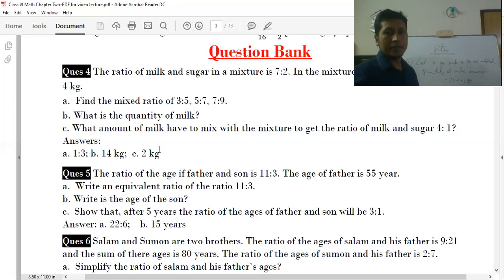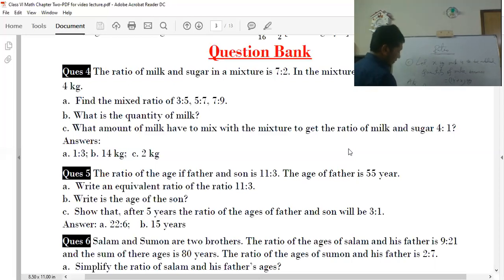And now the ratio will be 4:1, milk is to sugar, according to the question. Milk is to sugar, that is 14 plus x is to sugar. Sugar, how many kg? 4 kg. Sugar will not change, it is 4 kg. So 14 plus x is to 4 will give the equivalent ratio with 4:1.